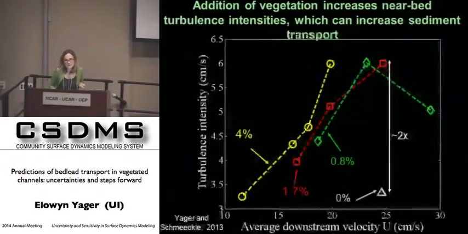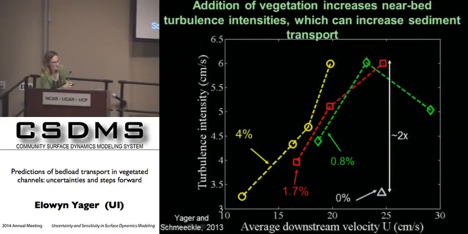And we can quantify this using the turbulence intensity here. I'm not using normalized turbulence intensity, it's just an RMS of the fluctuations in velocity. So here we have turbulence intensity plotted against the average downstream velocity. And each different line represents a different vegetation density by area. So if we look, for example, at an average downstream velocity of about 25 centimeters per second, we have a run with zero vegetation density. And one with 1.7%, we have a twofold increase in the turbulence intensity.